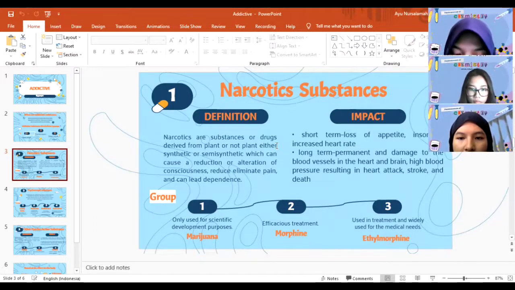Why are narcotics banned? Because consuming them doesn't give the consumer any positive effect. It only gives negative impact. So the impact of narcotics is divided into two: long-term and short-term. There are loss of appetite, insomnia, increased heart rate, and also permanent damage to the blood vessels in the heart and brain, high blood pressure resulting in heart attack, stroke, and also death.